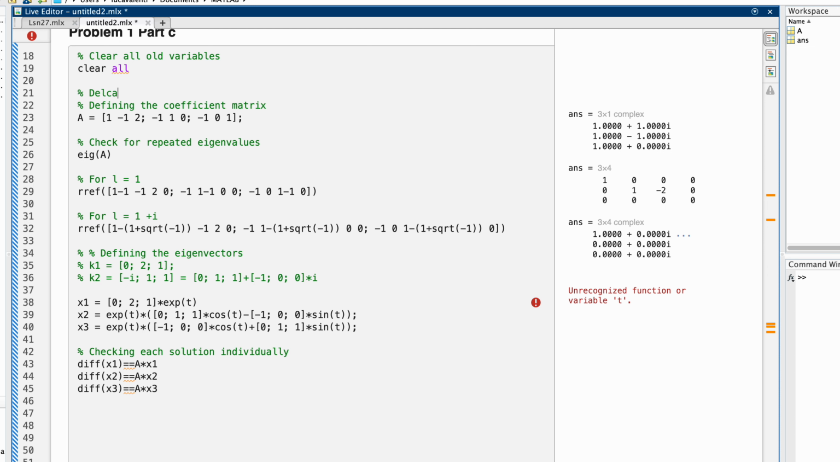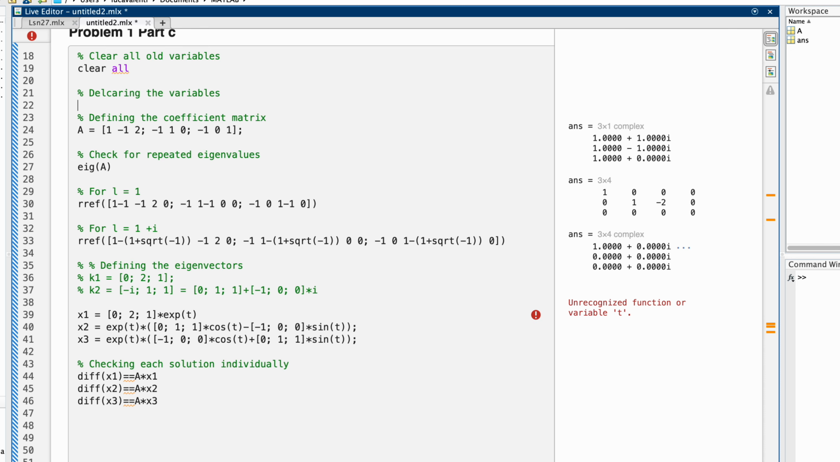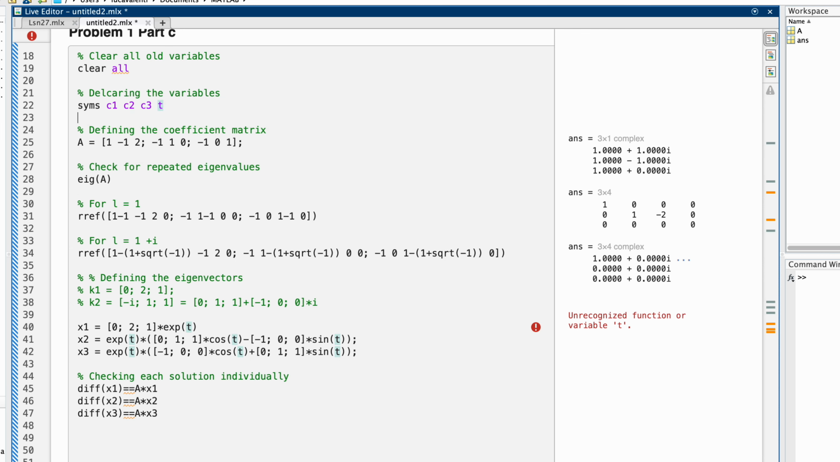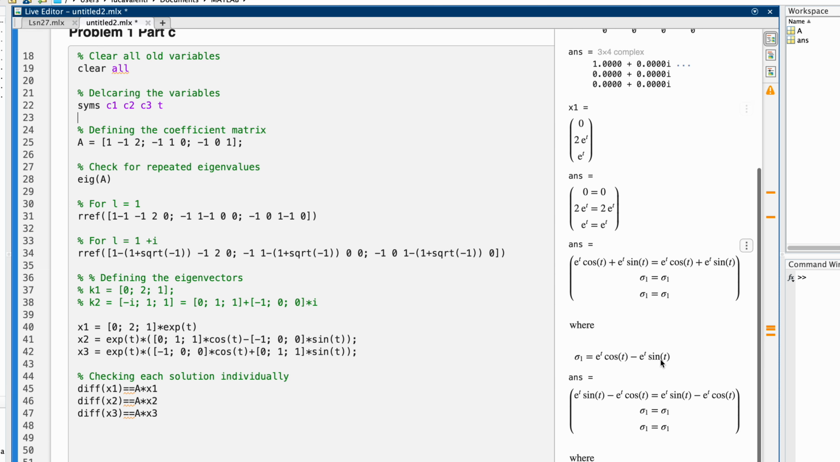So I'm going to declare the variables with syms, and I'll use C1 and C2 and C3 later, so I'll just put them in now. And now we get this, and we did everything correctly because we're getting the same thing on the left and on the right for all 3.